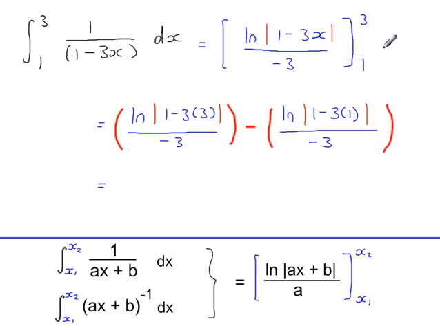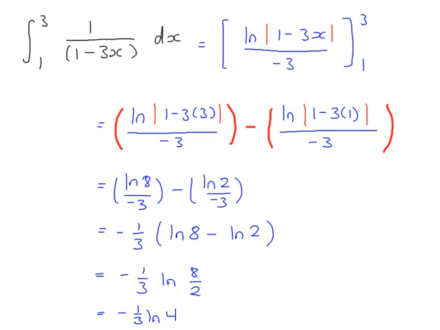So substituting the limits in, and as you can see from here, we've got ln, and then this part here would be negative, so 1 minus 9 to give you -8, but because we have the modulus function here, that's no longer negative, so it's not a problem. And then simplifying, if I take the minus a third out from both of these, that leaves ln 8 minus ln 2, and then using the laws of logs, that gives minus 1/3 ln 4, and this is a negative number.